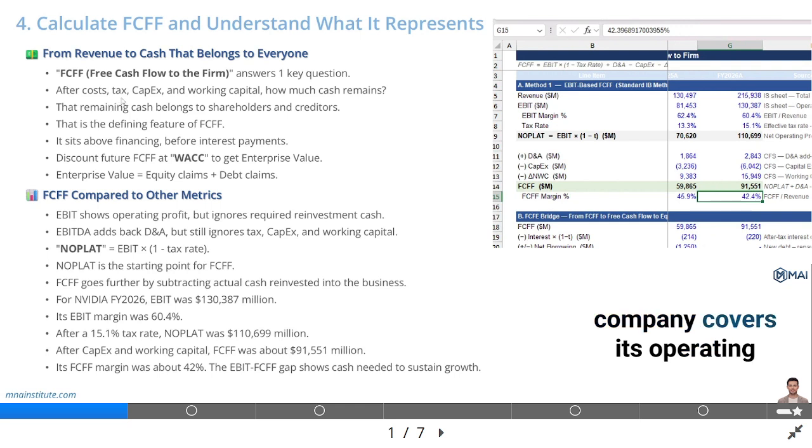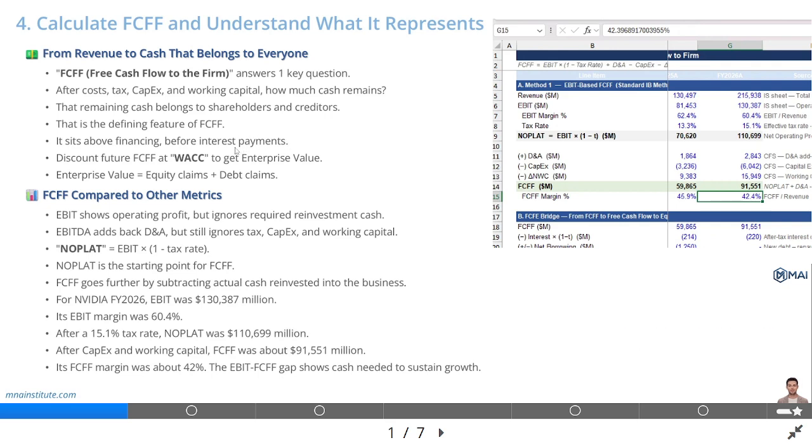After a company covers its operating costs, pays its taxes, invests in future growth through capital expenditure, and funds the working capital it needs to keep operating, how much cash is left? That remaining cash belongs to everyone who has provided capital to the business, both shareholders and creditors. This is the defining characteristic of FCFF.